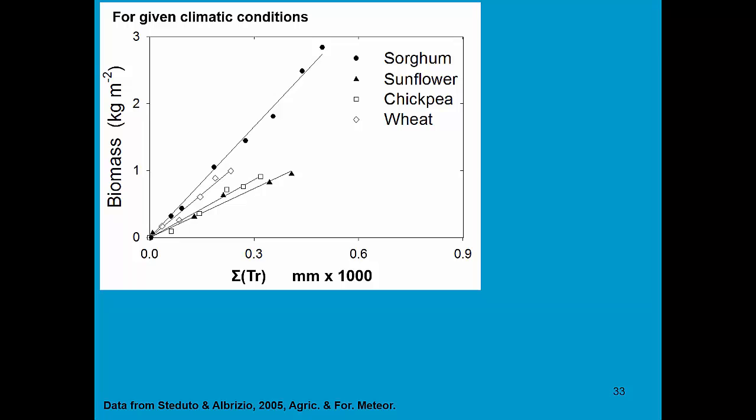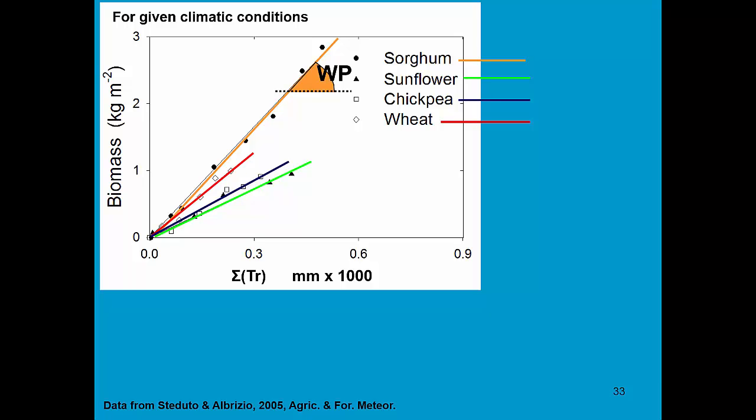In these slides we see for several crops the linearity between the cumulative amount of water which has been transpired and the biomass production. In yellow for sorghum, in green sunflower, blue for chickpea and red for wheat. Each time we see a linear relationship, although the slopes of the lines are different. The slopes of the line expresses the water productivity. Now the slope of the line does not only differ between the crops, but also between different climates.